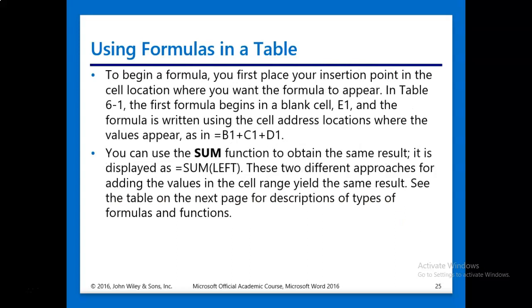To begin a formula, you first place your insertion point in the cell location where you want the formula to appear. In the table you saw earlier, you can do a formula using the cell address locations where the values appear as equal, B1 plus C1 plus D1. You can also use the sum function to obtain the same result. It is displayed as equal sum left. These two different approaches for adding the values in the cell range will yield the same result.